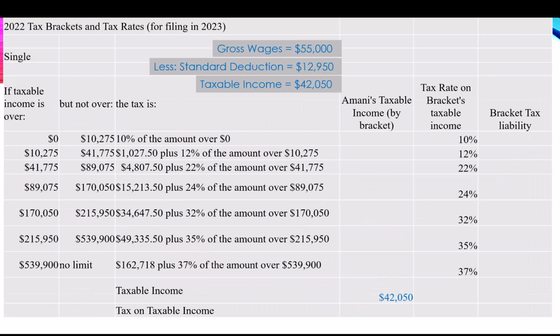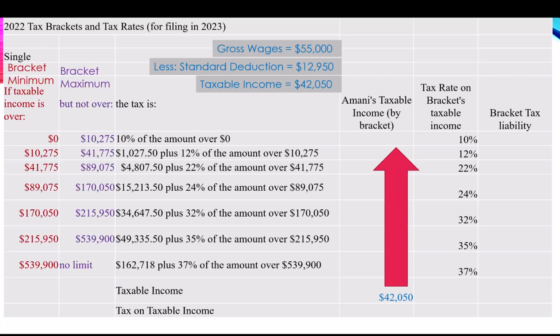In this case, Amani makes gross wages of $55,000. He still takes the standard deduction of $12,950, so his taxable income is $42,050. If we were to use the table without considering that middle row, what we would do is allocate the first dollars of tax to the first row. So we're going to take our $42,050 of taxable income and split it up to the amounts that are allowed in each row.